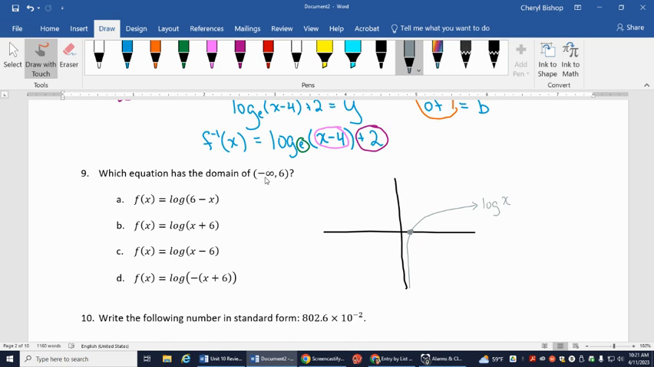Now, if I want my domain, my x values, to be able to include a negative, that means I am going to have to flip this around so that it's going to go like this.